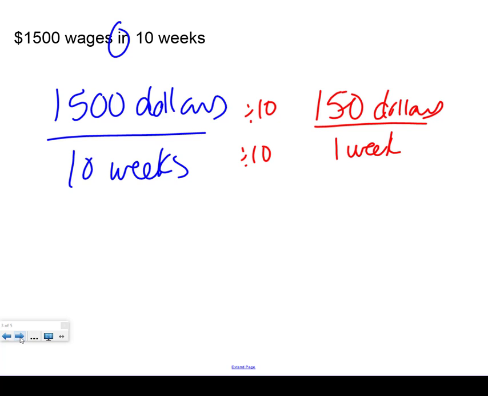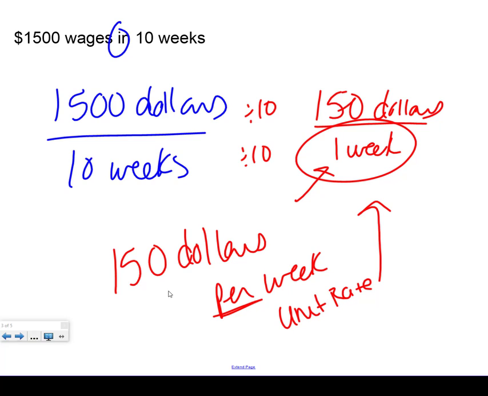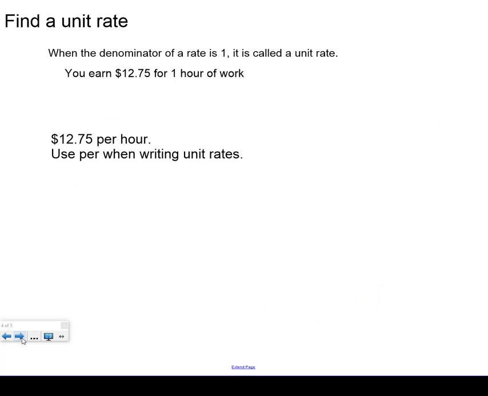And this leads us into our unit rate. And a unit rate means that the denominator is going to have a single unit, meaning 1. And so the way that we write those out is $150 per week. So you will always use per when you're using a denominator with a single unit, which is called a unit rate. Okay, unit rate because 1 is in the denominator.